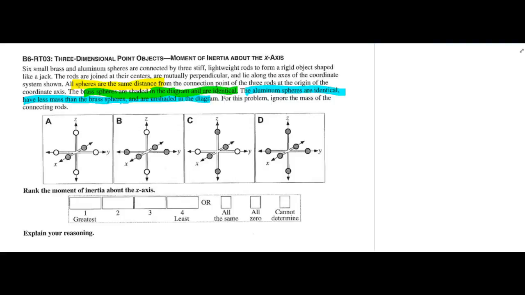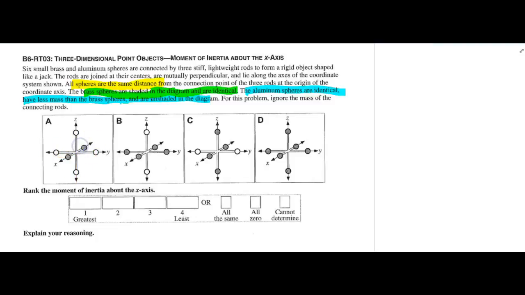In this example, we're going to test out moment of inertia. The question reads, we have 6 small brass and aluminum spheres connected by these lightweight rods to form a rigid object like a jack. It tells me the rods are joined about their centers, just giving you some idea of the shape. What I have highlighted here is that all spheres are the same distance from the center. So all of those distances are the same.